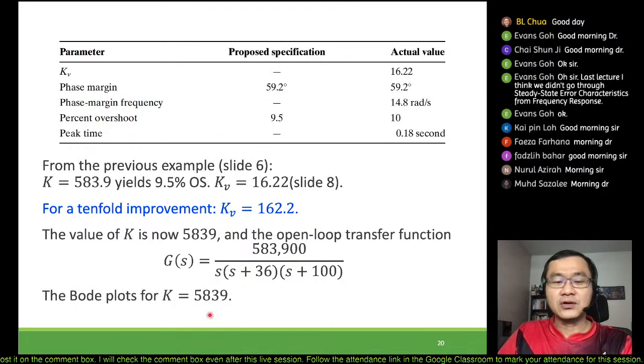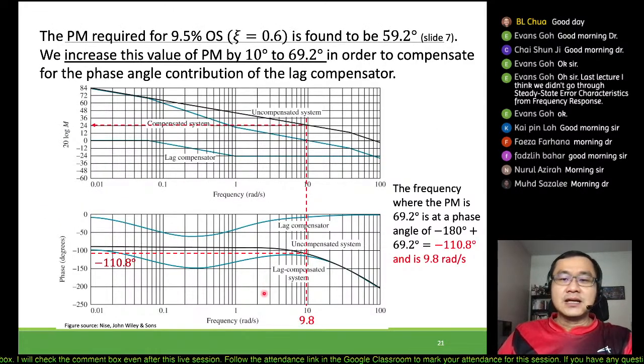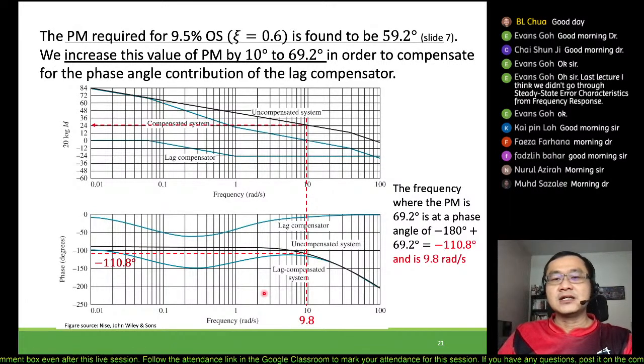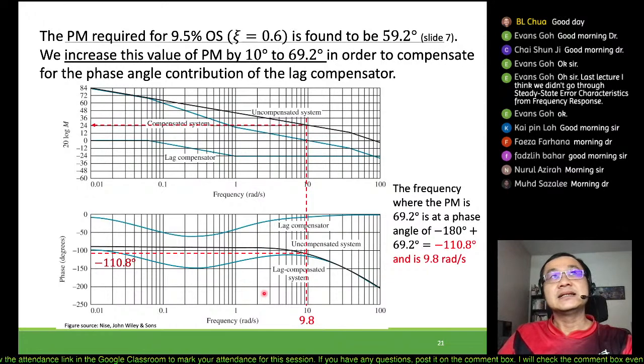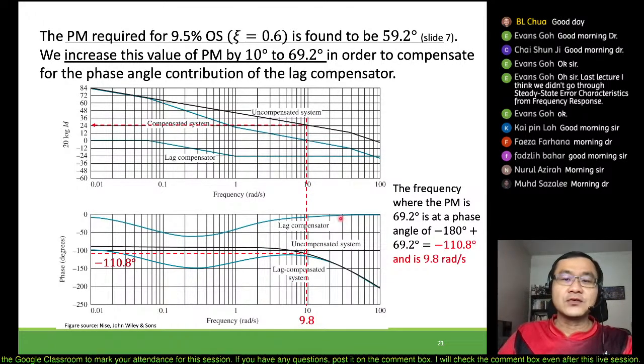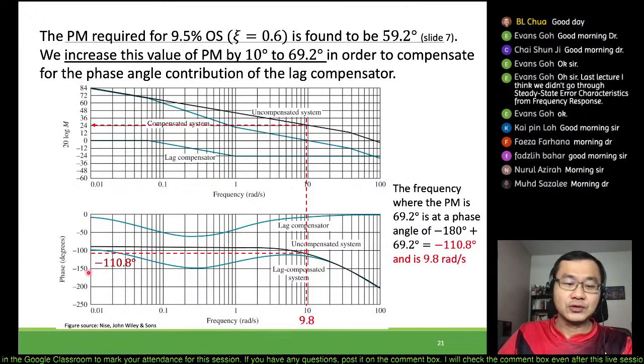So recall this. Now we come to the adjustment in order for us to get the lag compensator. First of all, we would want to check, in the previous example, the K value that we used, which meets the damping ratio of 0.6. We get the line of 59.2, right?